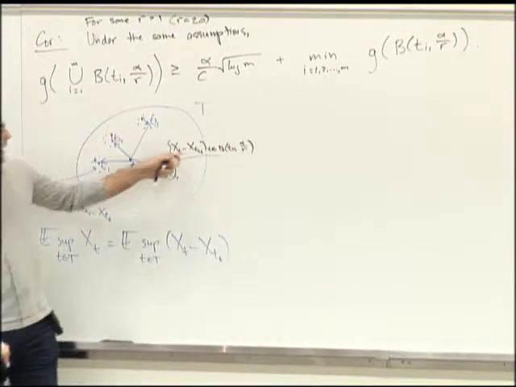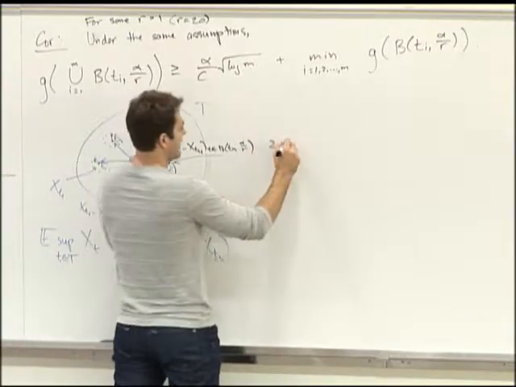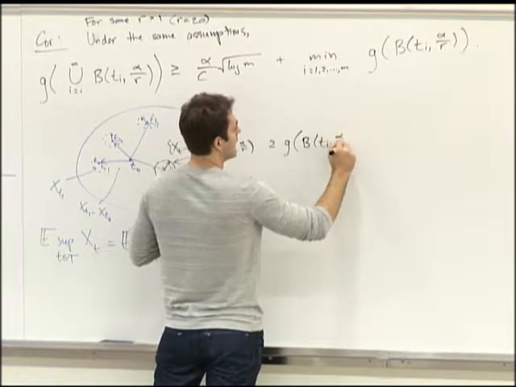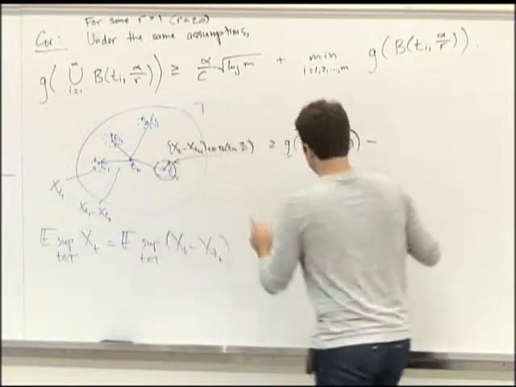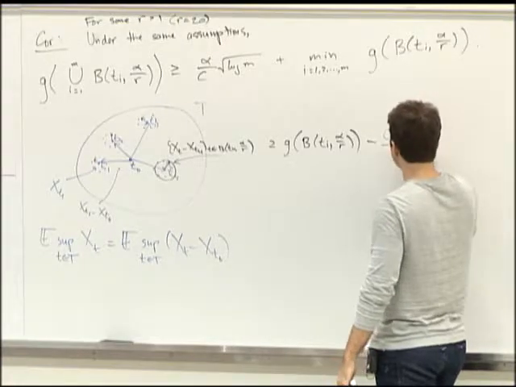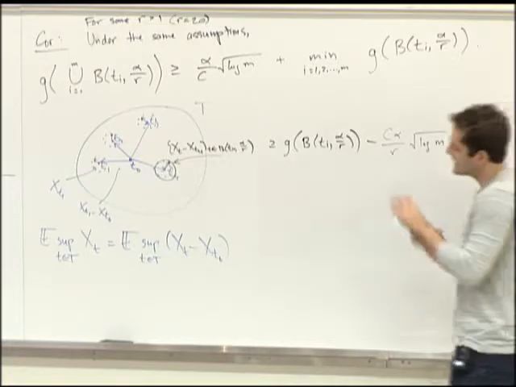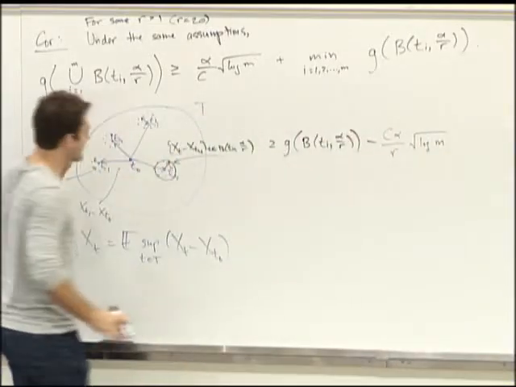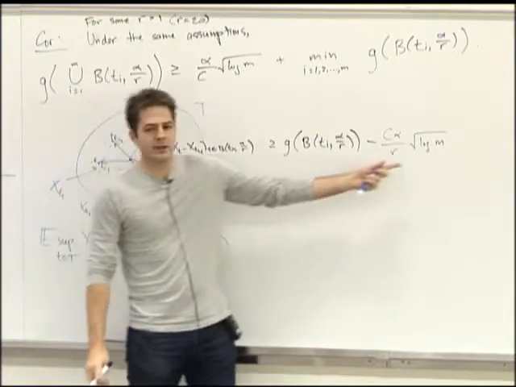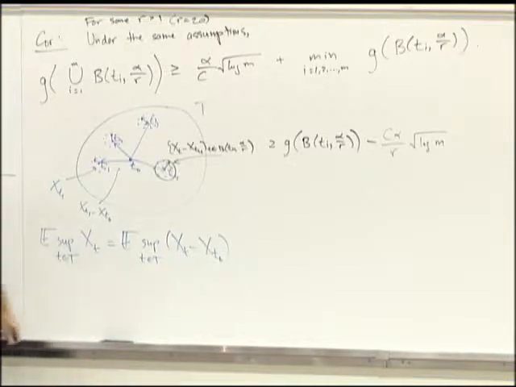Look at all these things. I claim that we can basically think that the supremum here is always at least the expectation. So the expectation is, for the ball B(t_i, alpha over r), minus something that looks like some constant c times alpha over r times the square root of log m. Okay? So let's assume that, no matter what happens, all these balls achieve at least a value which is their expectation minus this.